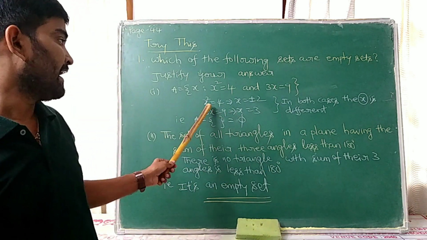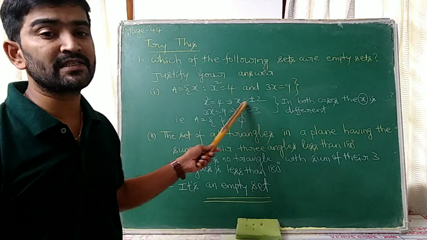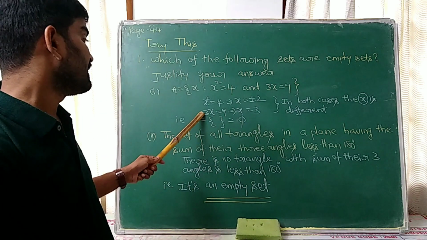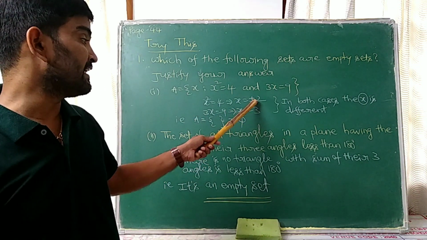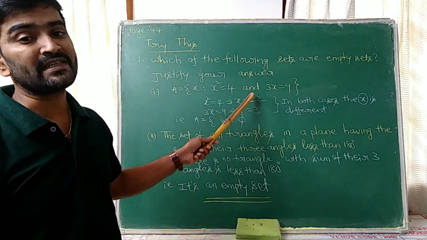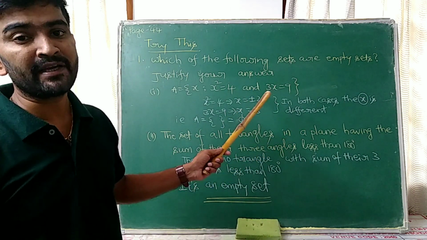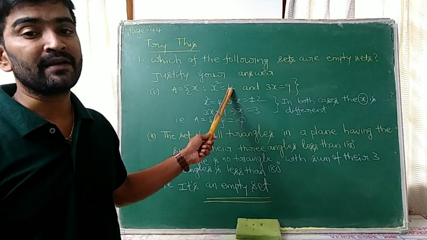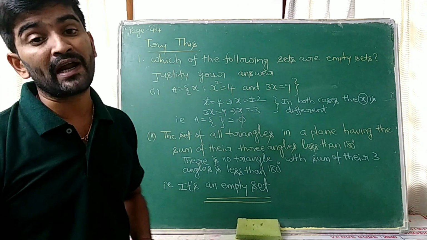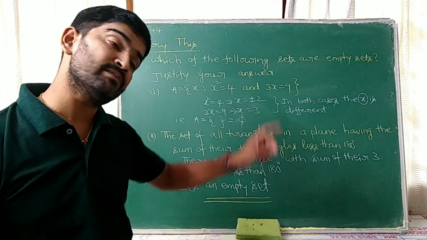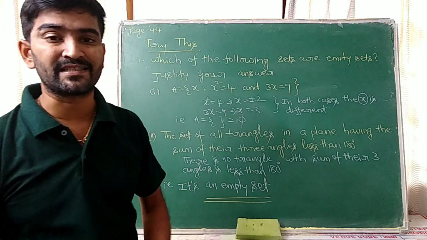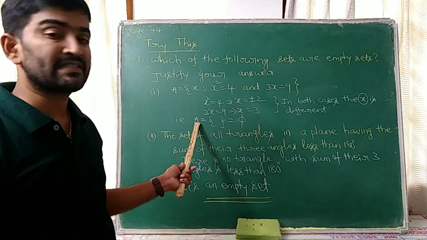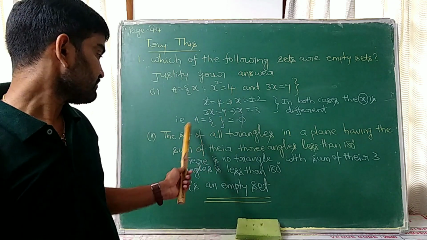X square is equal to 4 means x is equal to plus or minus 2. 3x is equal to 9 means x is equal to 3. So see, for these two conditions, x is not the same. That means x is different in both cases. We have to write the elements which satisfy both conditions. There is no value which satisfies both conditions. So that's why the set A is empty.